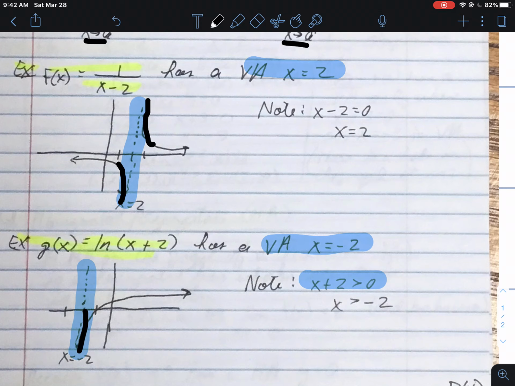So the more formal definition of a vertical asymptote is you're looking at any point on the graph where as your x value gets closer to that point or that value, the function values either shoot off towards infinity or negative infinity. And that's how you identify a vertical asymptote for the graph of any type of function.